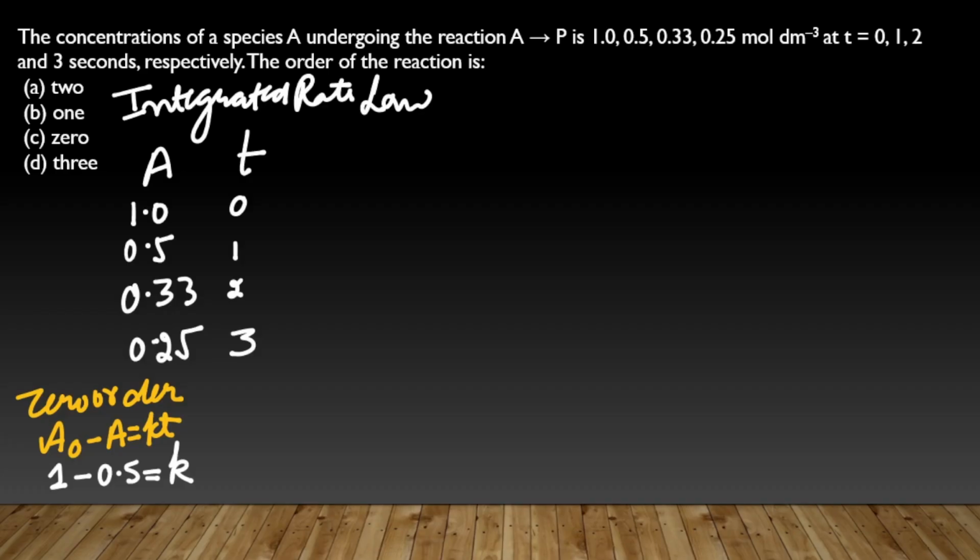This is the rate constant K. The time period is 1 second, which means the rate constant value I am getting is 0.5 in this case. Using the second data, that is 1 and 0.33.